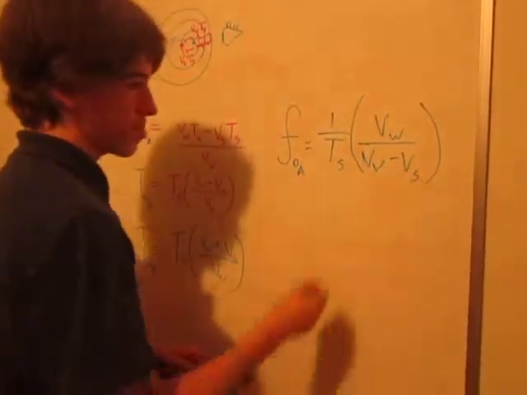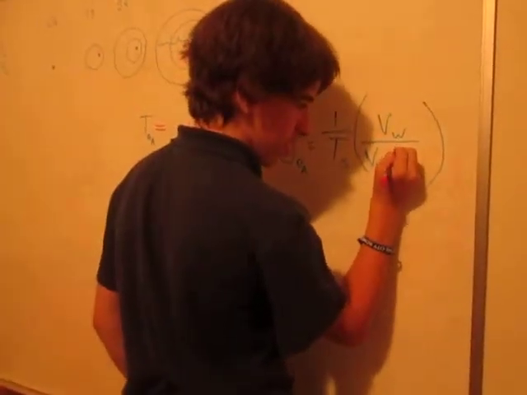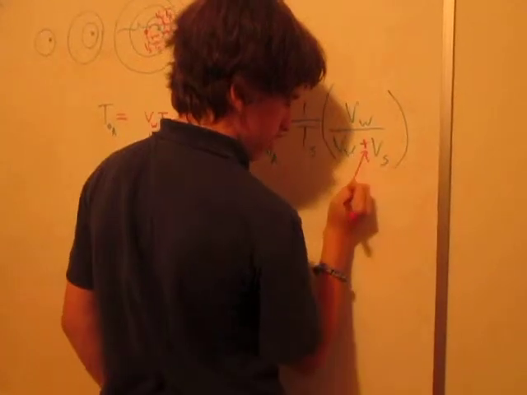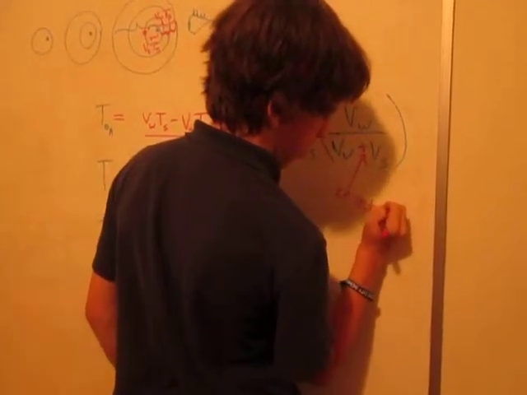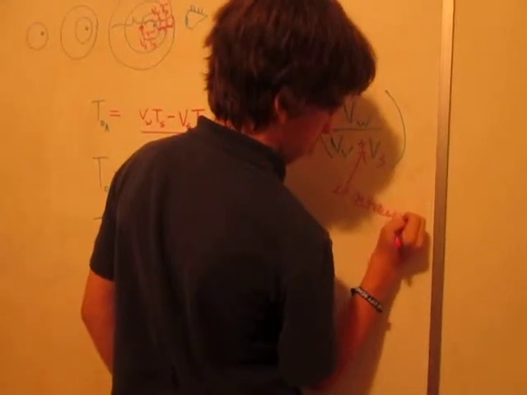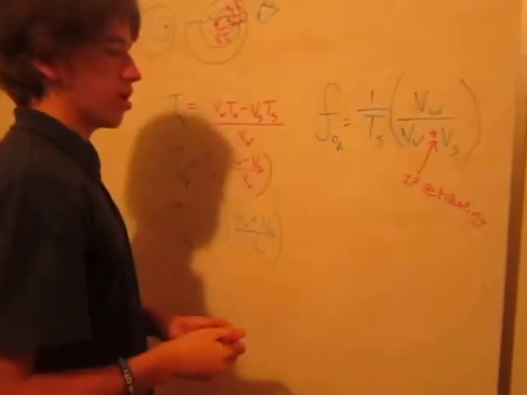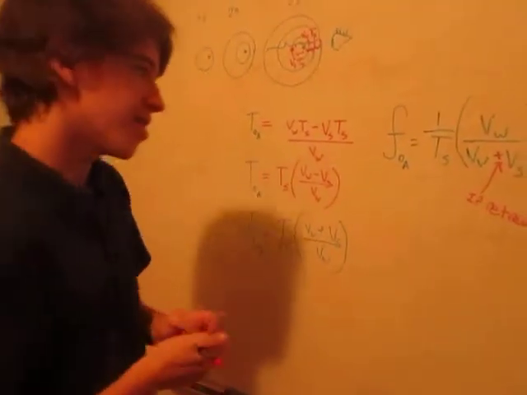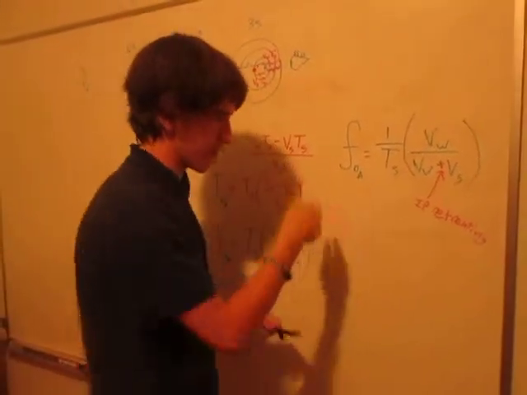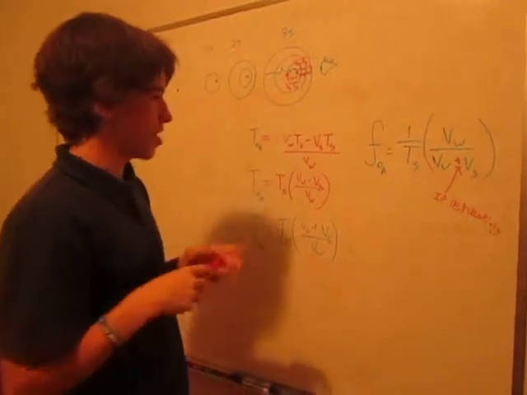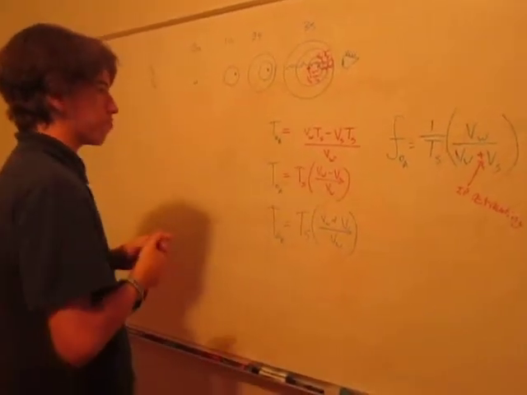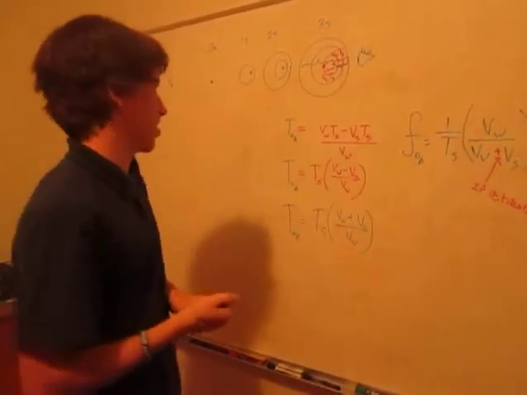retreating, it's a plus instead. It's a plus unless it's approaching, in which case it's a minus. It's just the sign's opposite. And that makes sense. Okay, so now what does this have to do with the wavelength?